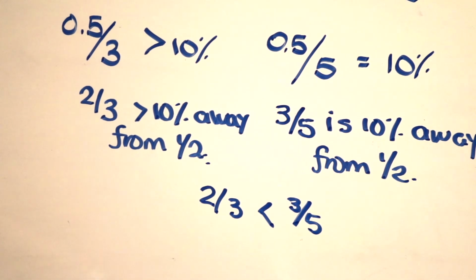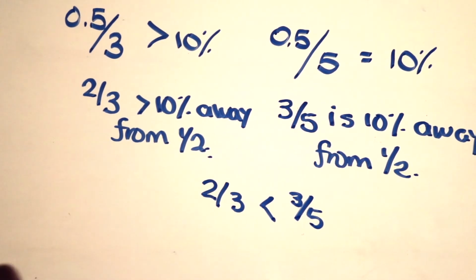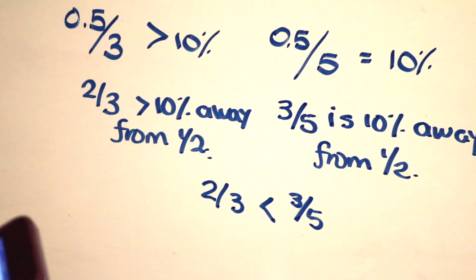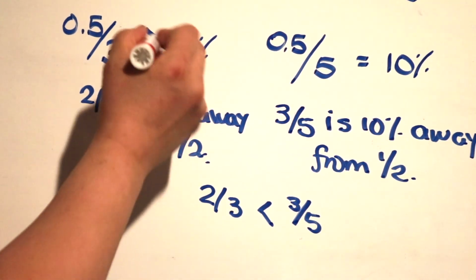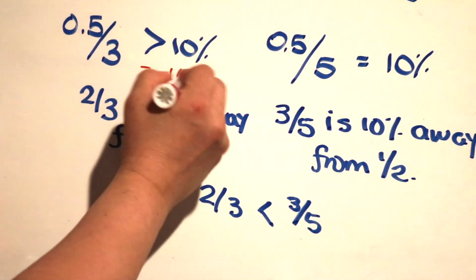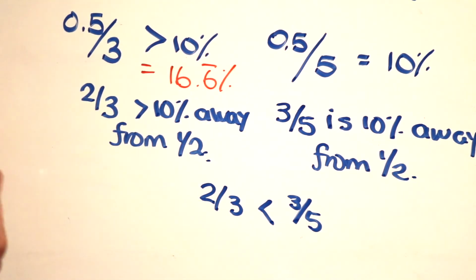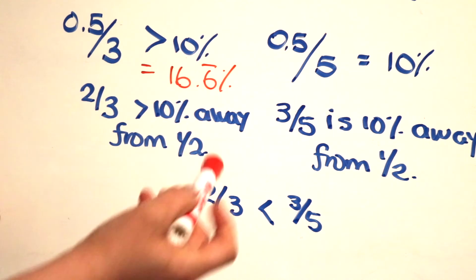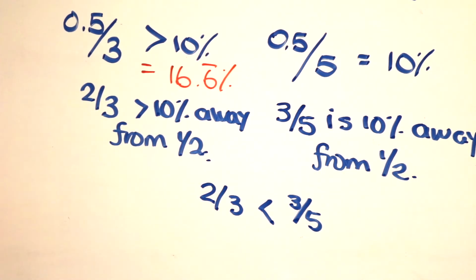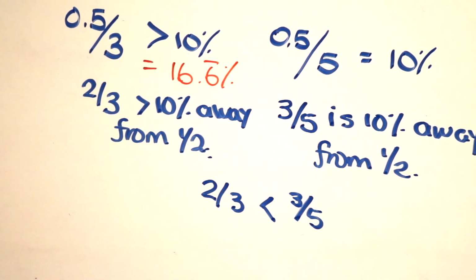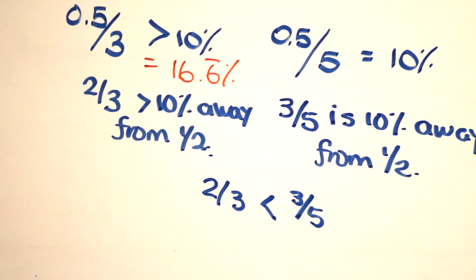Now, to be exact, 2/3 is 16% away. It's actually about 16.6% away from 1/2. So you can see this is definitely farther from 1/2, making this fraction smaller than 3/5. And there you go, 3 ways to compare fractions.